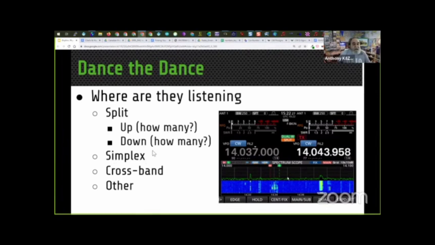If they're working simplex, call them on their frequency. Zero beat them. But if you hear other stations are slightly above or below, you want to zero beat the station that they replied to so that you're calling on the same frequency that they were listening to. Occasionally you'll have crossband contacts. The most common thing for crossband contacts is the U.S. military to ham operations in May, where the military calls on their frequencies. We're not allowed to call there, so we reply on a ham frequency that they will specify.